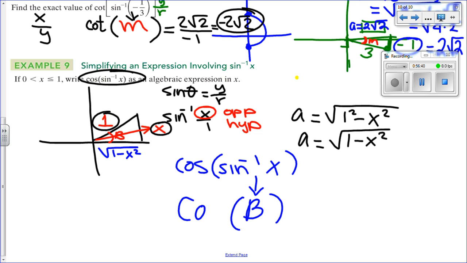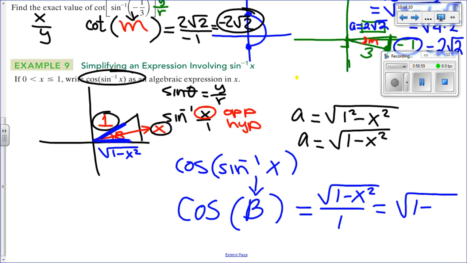And now what is the cosine of beta? Cosine is adjacent over hypotenuse. So the adjacent is the square root of 1 minus x squared, and the hypotenuse is 1. So the final answer will just be the square root of 1 minus the x squared.